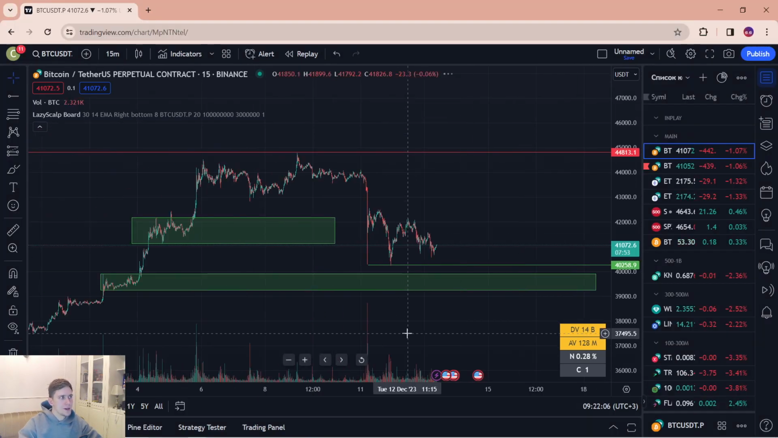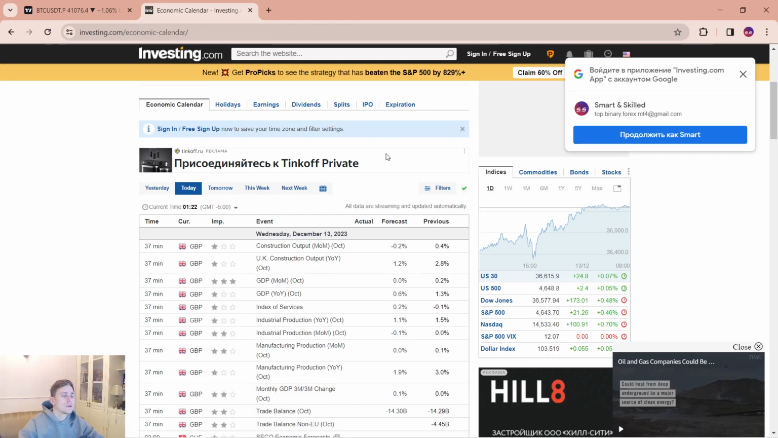I hope it's clear. Then news. We go to a news aggregator like Investing and check the economic calendar. We do not trade 15 minutes before and after 3 stars news release to avoid inadequate price movement.